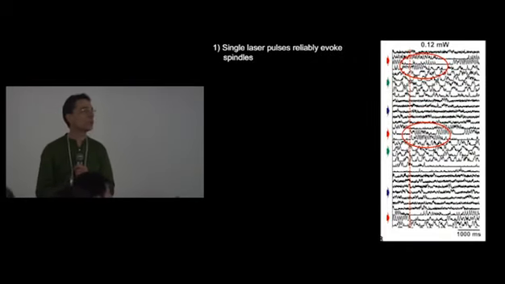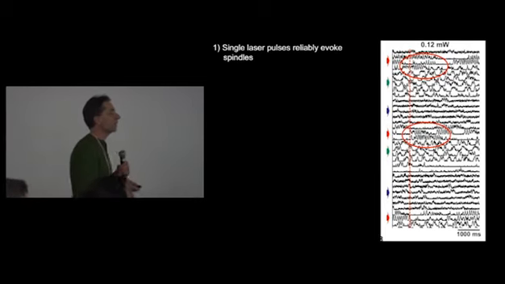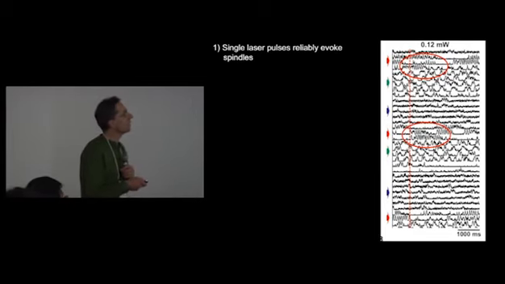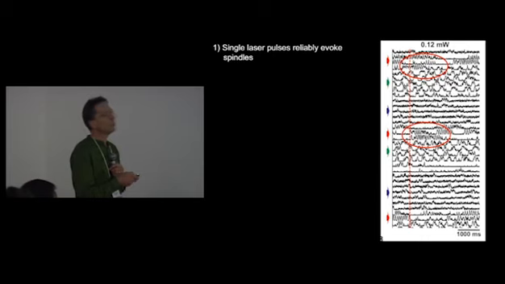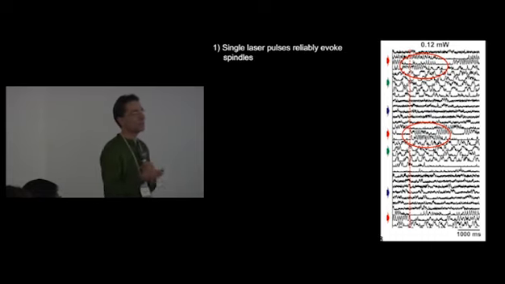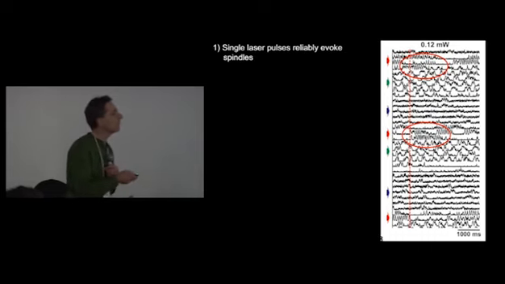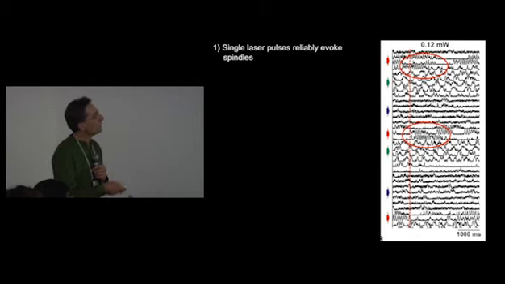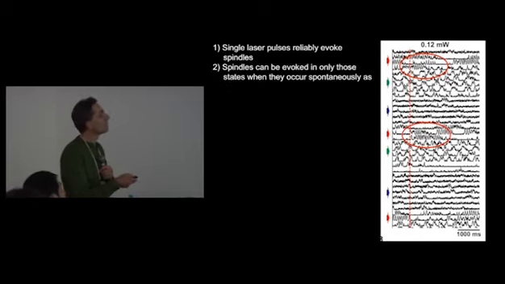First, what controls should we make if we use any optogenetic manipulations? In this case, we don't use repetitive pulses, and I think it's very important whether you can induce any spontaneous activity by a single laser pulse, and this is what we do. As you can see, we apply a single laser pulse. These are different sweeps coming after each other in time, and as you can see here, with a single laser pulse, you can induce spindles quite reliably.